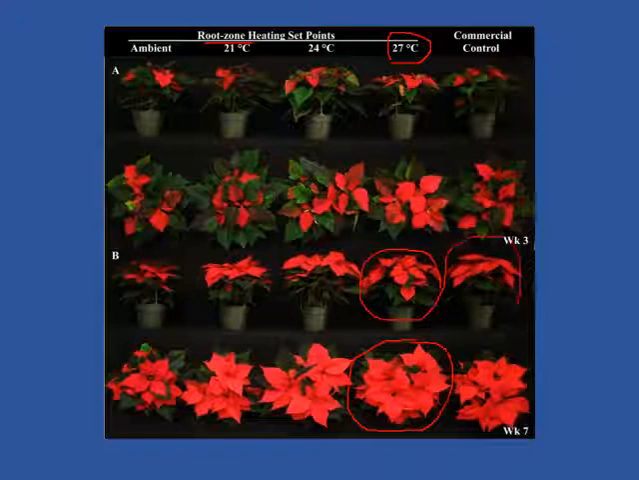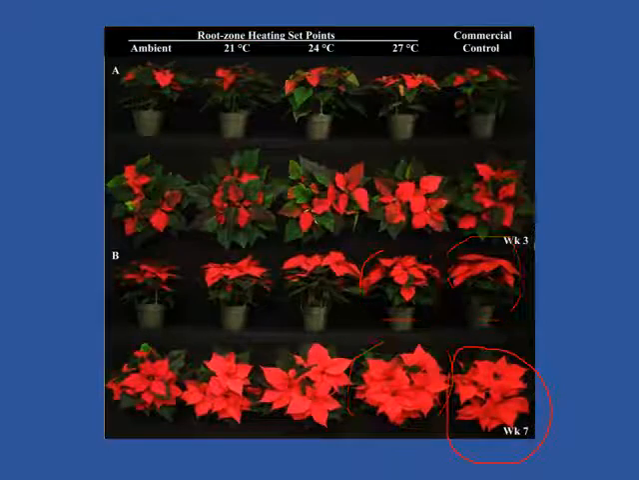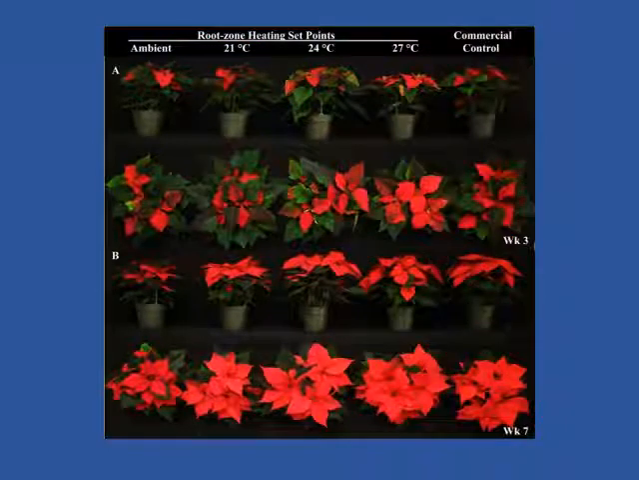So looking at the finished product, it's almost identical to the last column, which is conventionally produced with growth regulators. This side has no growth regulator. So that's pretty cool. I don't know that a lot of people do this because running really warm, like 27-degree root zone temperatures, costs money. So, anyways, just thought you might find that interesting since we've been talking about poinsettias.